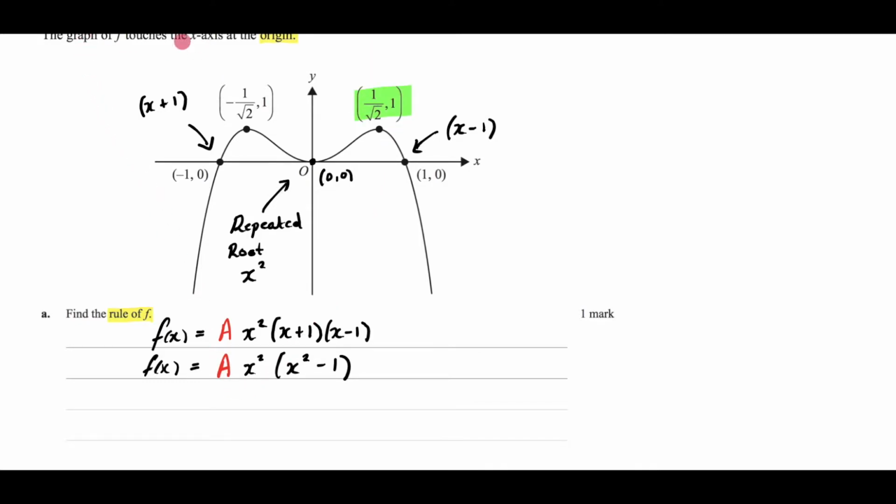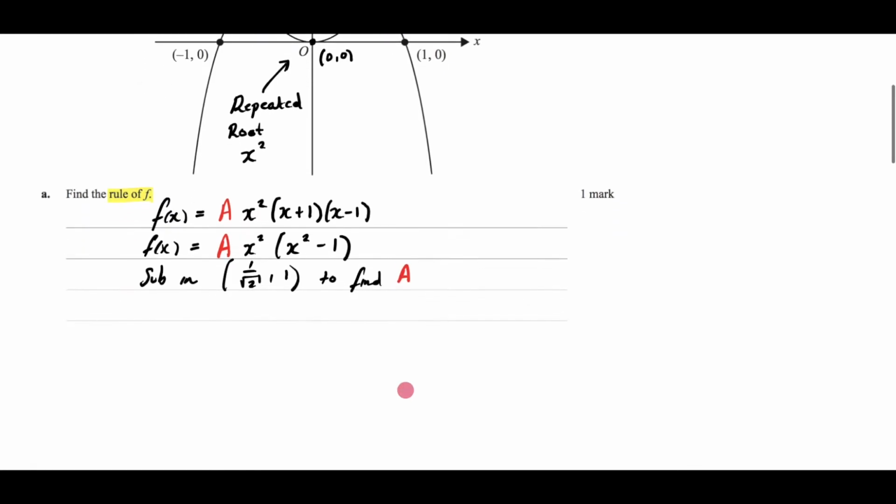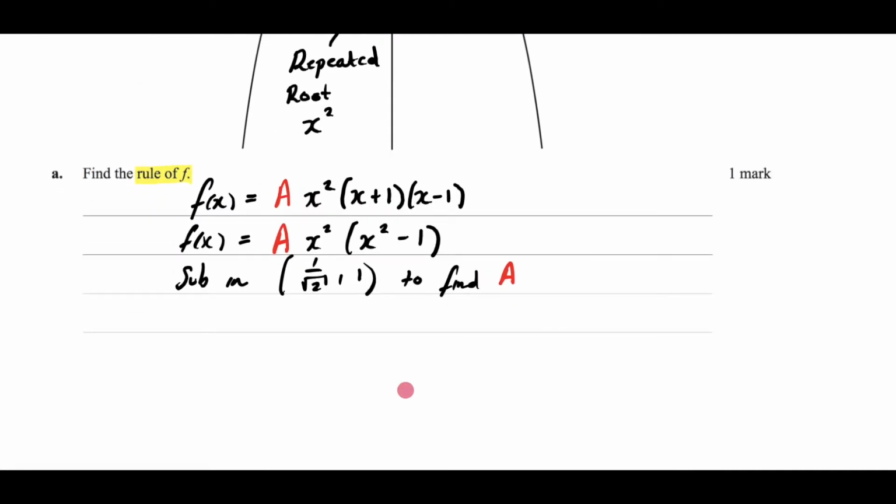So let me just write that down so you know what we're doing here. We're going to sub in this right here, which is 1 over the square root of 2, 1. And we're doing this in order to find what my dilation factor is, which we are calling A. So let's now do that. Let's zoom in and let's see how we go.